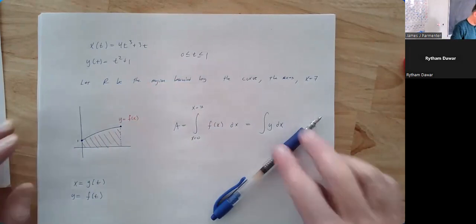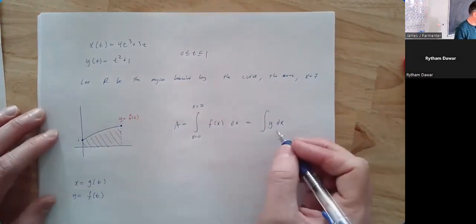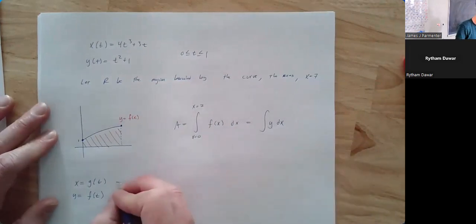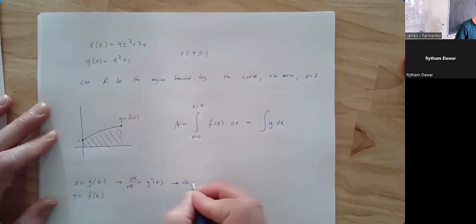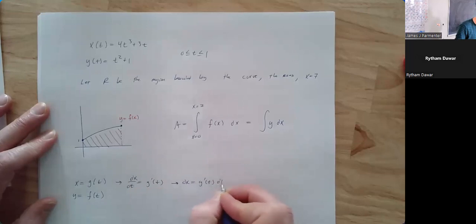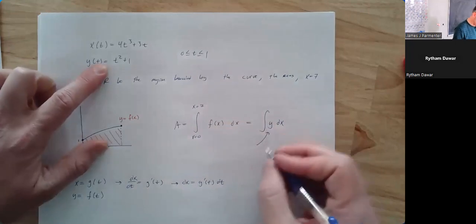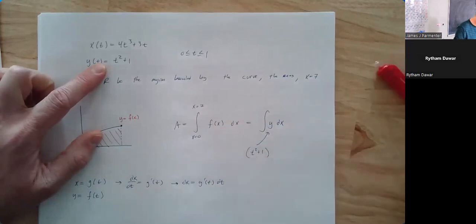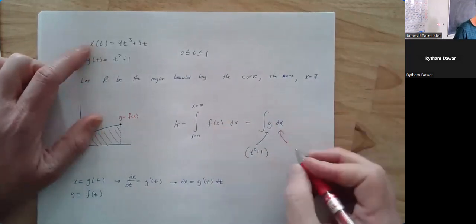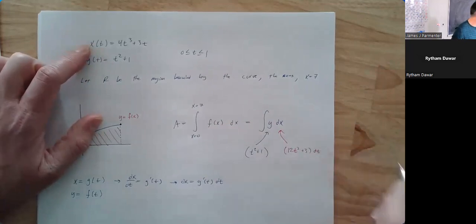So literally, what we're going to plug in for y is what y is equal to, and for x, well, dx/dt is equal to g prime of t. So dx is equal to g prime of t dt. So y is going to be t squared plus 1. And dx, if we take the derivative there, you're going to get (12t squared plus 3) dt.